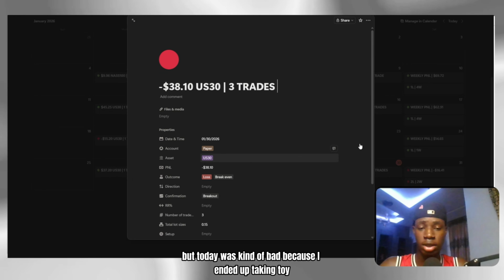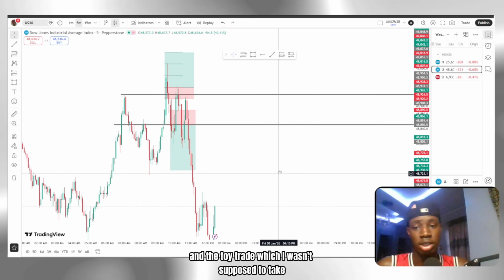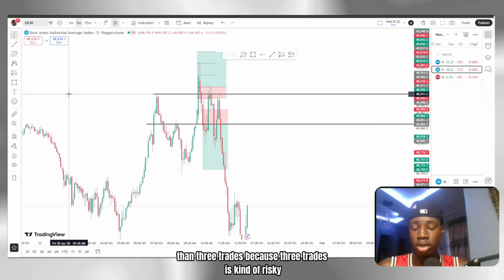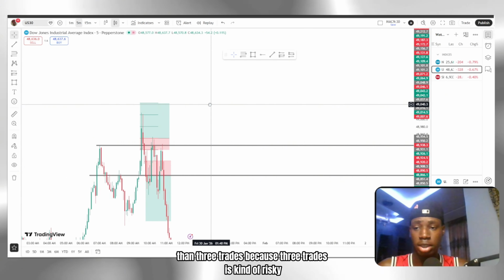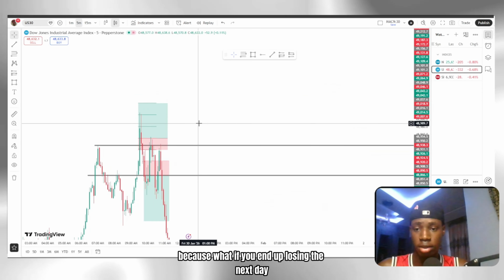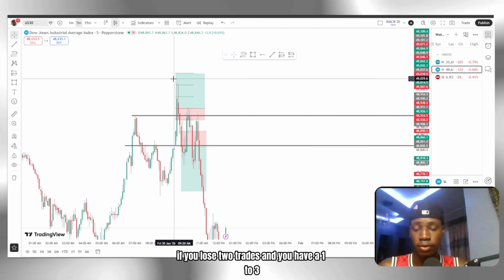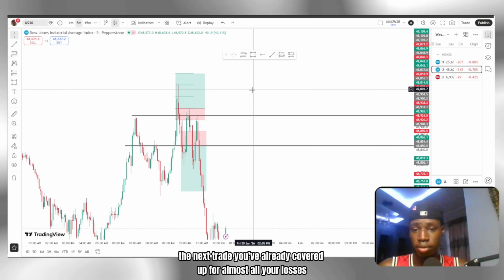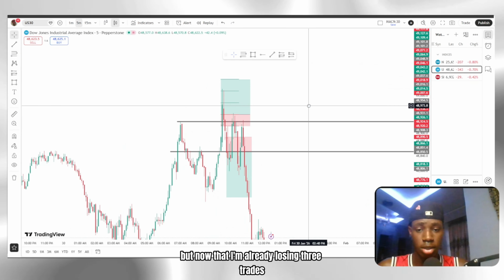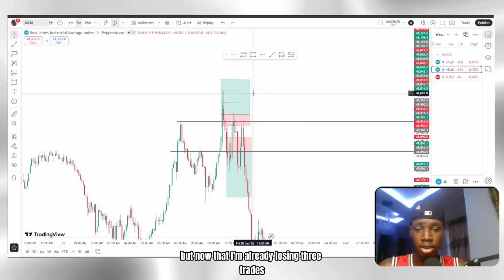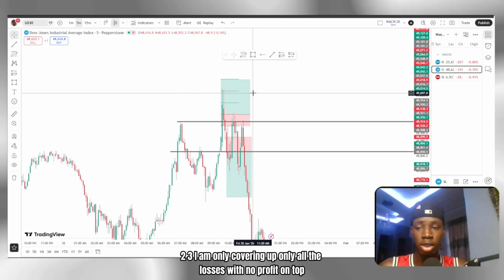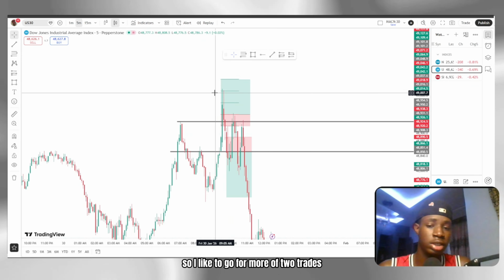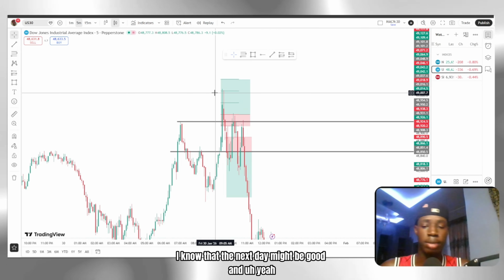But today was kind of bad because I ended up taking the third trade, which I wasn't supposed to take. I like sticking with 2 trades per day rather than 3, because 3 trades is kind of risky. What if you end up losing the next day? Because if you lose 2 trades and you have a 1 to 3 on the next trade, you've already covered almost all your losses with some extra percentage on top. But if I'm already losing 3 trades, the next trade, even if I have a 1 to 3, I am only covering all the losses with no profit on top. So I like to go for 2 trades. So even if I lose 2, I know that the next day might be good.